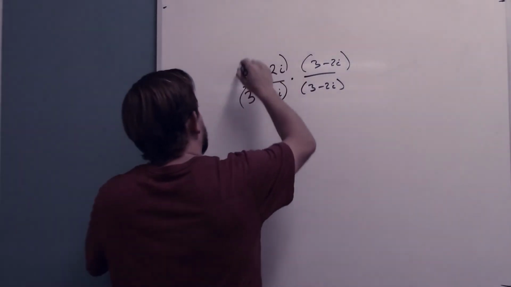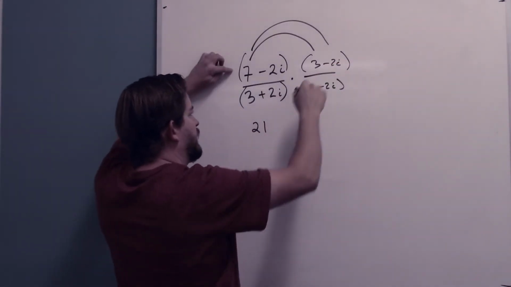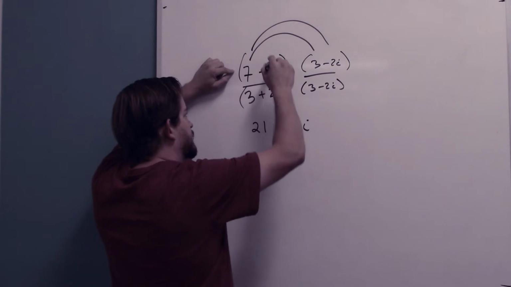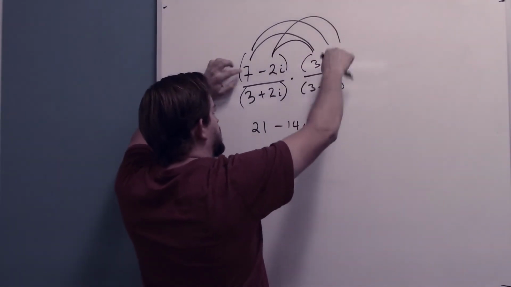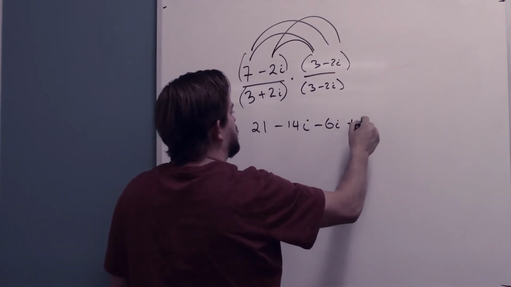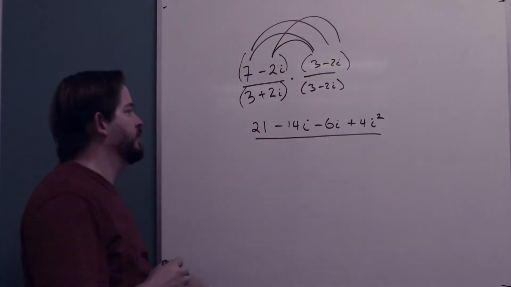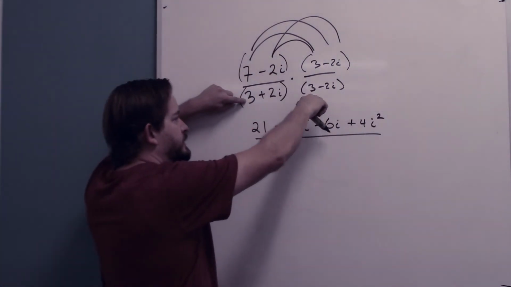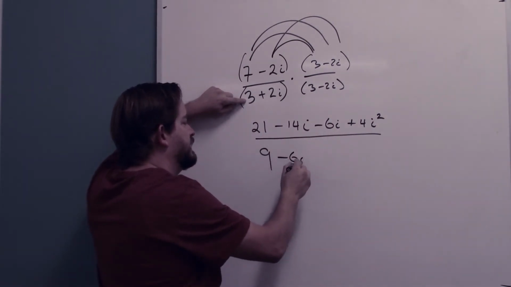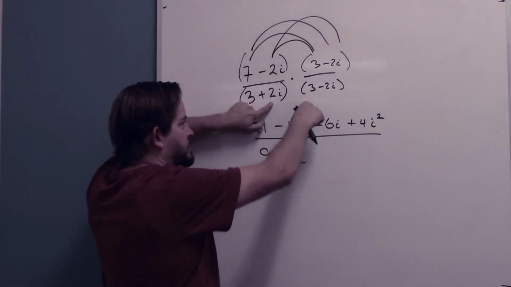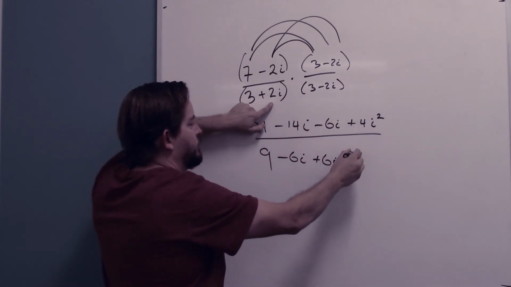So for the numerator, we're going to FOIL this. So 7 times 3 is 21. 7 times negative 2i is negative 14i. Negative 2i times 3 is negative 6i. And then negative 2i times negative 2i is a plus 4i squared. We'll come back to that and simplify in a minute. My denominator, I FOIL as well. 3 times 3 is 9. 3 times negative 2i is negative 6i. 2i times 3 is plus 6i, and then 2i times negative 2i is negative 4i squared.